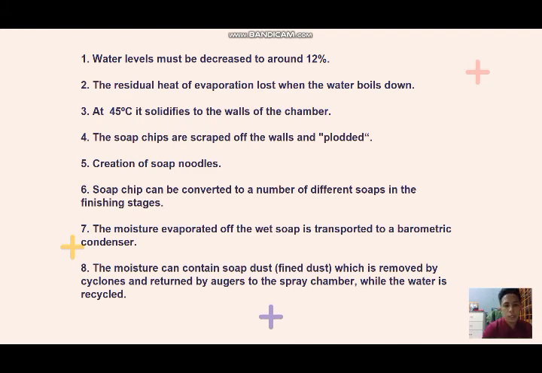The moisture evaporated from the wet soap is transported to a barometric condenser, which recondenses the vapor without the system losing vacuum. The moisture can contain soap dust, which is removed by cyclones and returned by augers to the spray chamber, while the water is recycled.